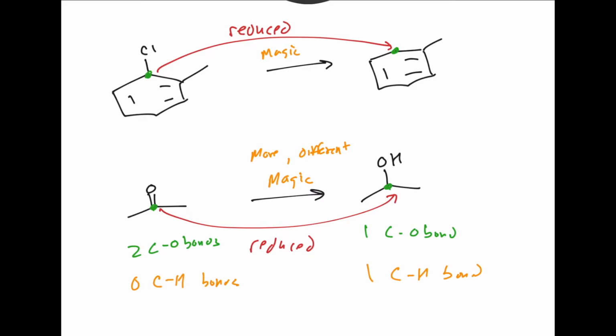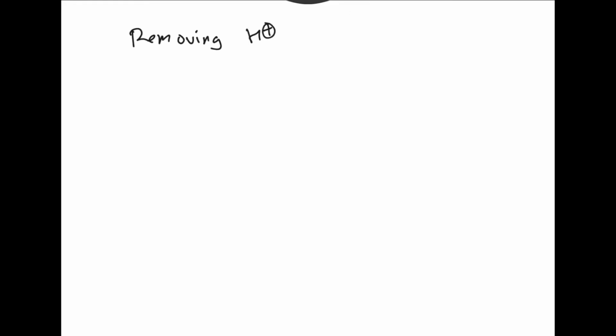Seem reasonable? So whenever we say something's oxidized, you're adding more oxygen or halogen bonds to that atom. Whenever you say something is reduced, you're removing those oxygen and halogen bonds and replacing them with hydrogens. The only thing to point out is that removing H plus from an atom is not an oxidation, let's say.